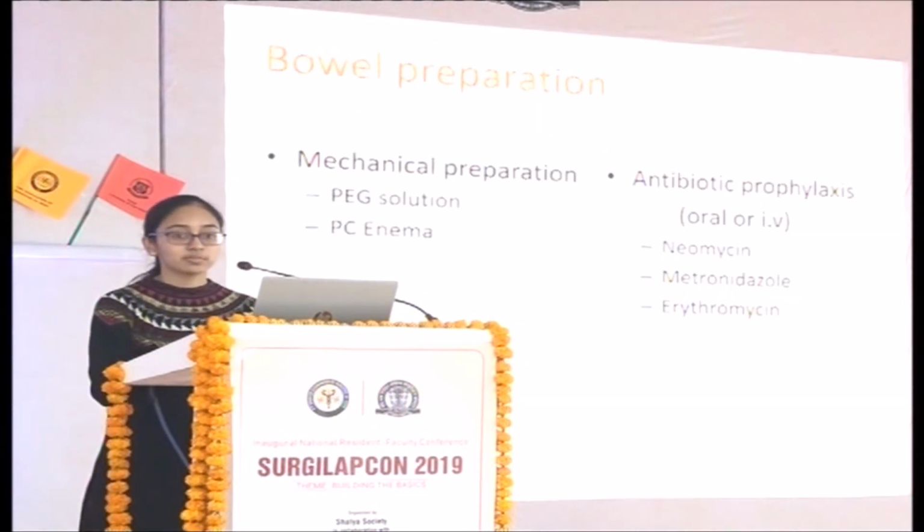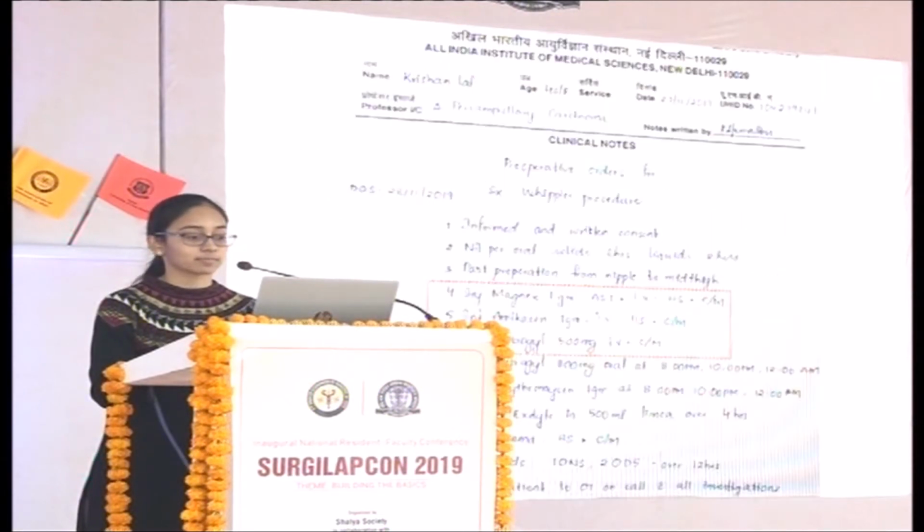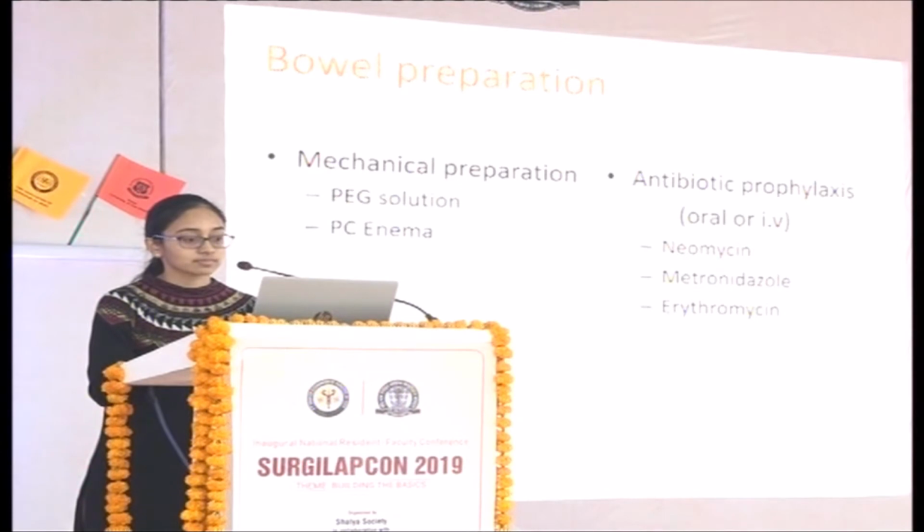So coming to the bowel preparation, which we need to give in major intra-abdominal surgeries and colorectal surgeries, a mechanical bowel cleansing and an antibiotic prophylaxis both are to be used. For mechanical bowel cleansing, we use a polyethylene glycol solution or a proctoclysis enema. And in antibiotic prophylaxis, we can use either oral or IV, or you can use both. For oral, we use neomycin, metronidazole, and erythromycin. And for intravenous, we can use metronidazole and first or second generation cephalosporins.